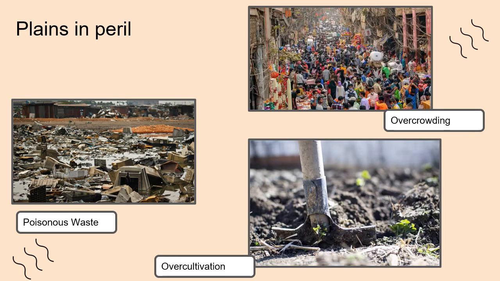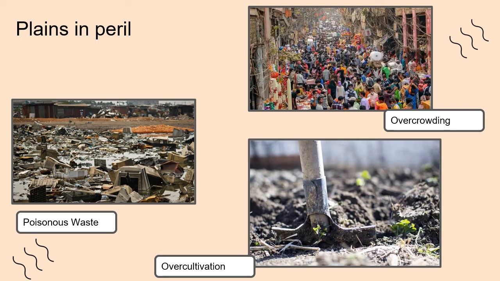Overcrowding of the northern plains is causing a lot of problems. Large amount of poisonous waste from the domestic, agricultural and industrial sectors are deposited into the rivers of the northern plains. The river water cannot be used for drinking or irrigation without purification.